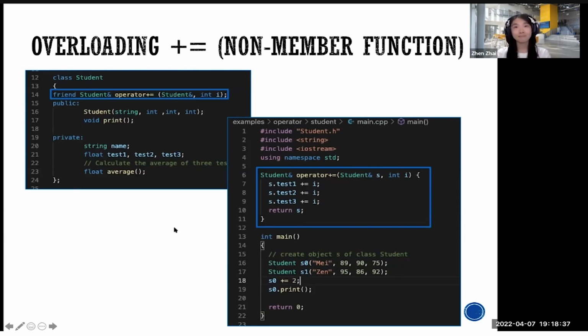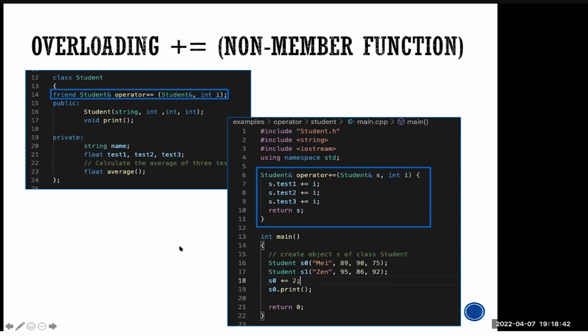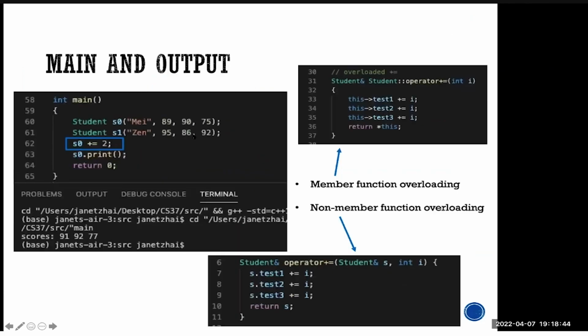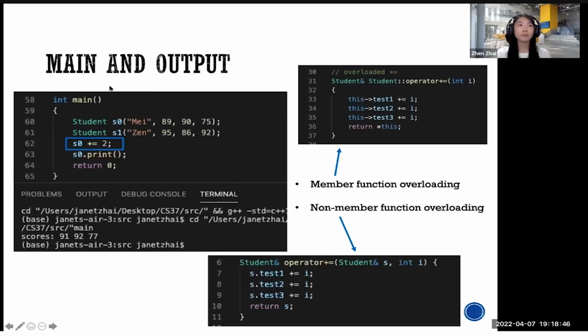Okay. So now look at the summary of the member function versus non-member function. This is the same screenshot from the previous slide, just the main function. Object S0 plus equal to 2 should add 2 to all the test scores of May. Two ways that we did it.